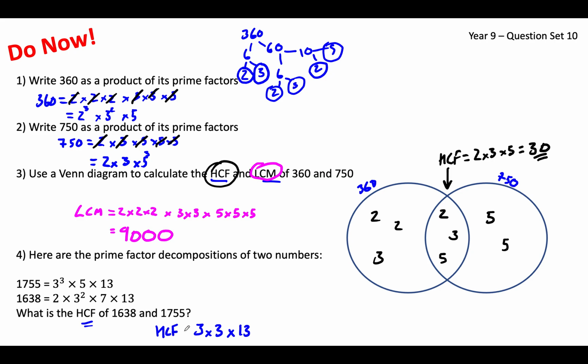HCF, come on computer. Okay. I could probably do that in my head, but I'm just going to check it on the calculator. 117 is what we're looking at there. So find the ones they share. Don't necessarily need to do the Venn diagram if it doesn't ask you to, as long as you're confident with your prime factors. Okay, cool. Right, off to your main task.